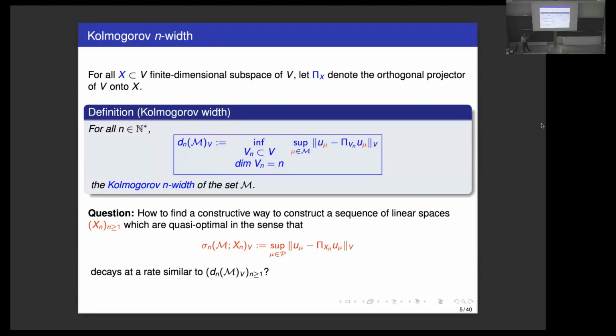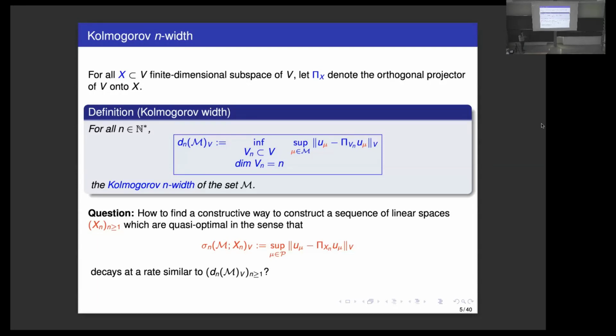Of course, in general, the existence of such an optimal linear subspace is not guaranteed, but it gives some kind of gold standard that one wishes to achieve, at least quasi-optimally, when one wants to approximate, to use this kind of reduced basis method. Okay? And so the question that reduced basis methods try to answer is the following one.